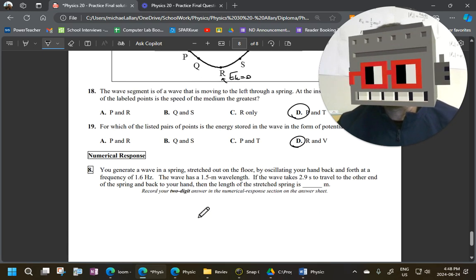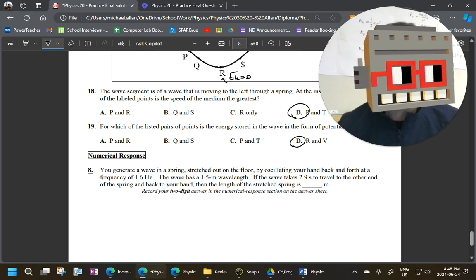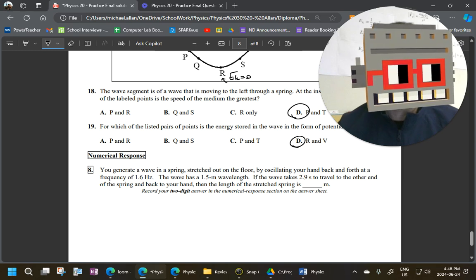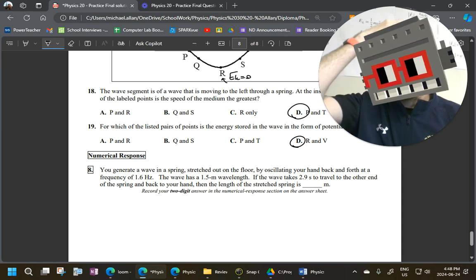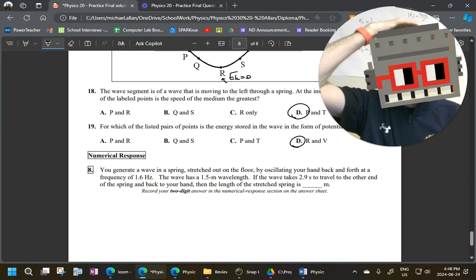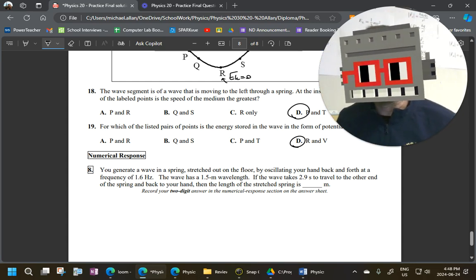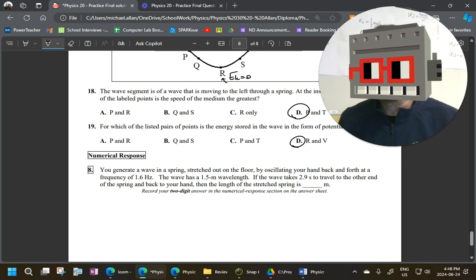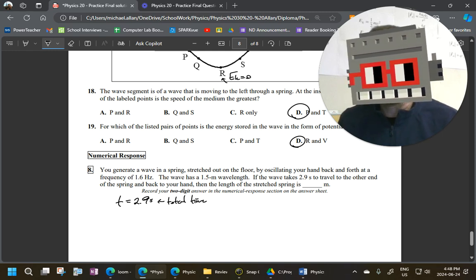Okay, so you generate a wave on a spring stretched on the floor by oscillating your hand back and forth at a frequency of 1.6 hertz. It's got to go there and back, right? Then the length of the string, you're going to have to divide by 2. So I can find the total distance because it takes 2.6 seconds to go there and back. So this is the total. I could divide by time if I want to, or divide it by 2, but I'm not going to do that. So this is my total time. All right, so keep that in mind.